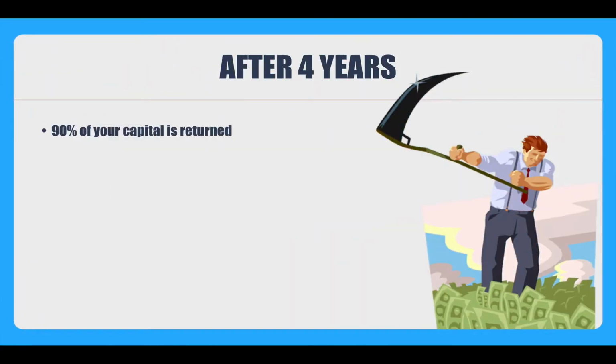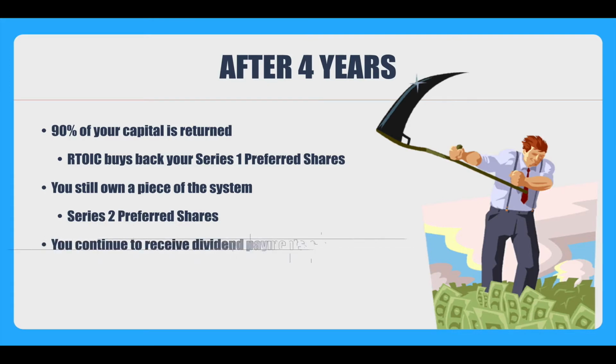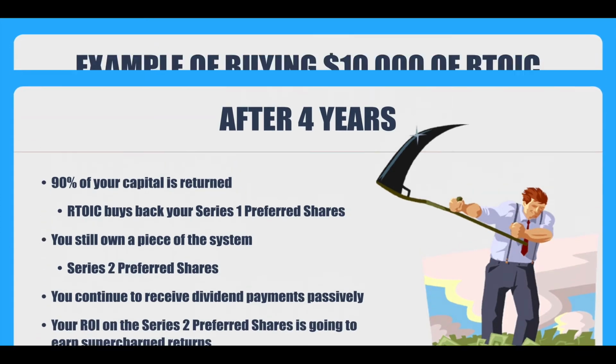After 4 years, 90% of your capital is returned. There's a huge focus on being able to return your money as quickly as possible. You still own a piece of the system. That's through your Series 2 preferred shares. You're going to continue to receive dividend payments passively. Your Series 2 shares are going to earn supercharged returns.